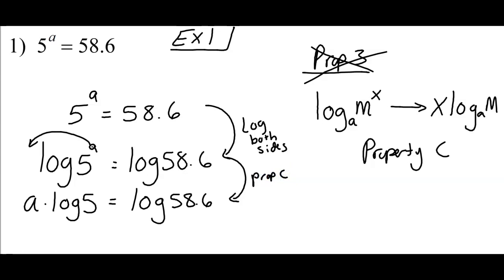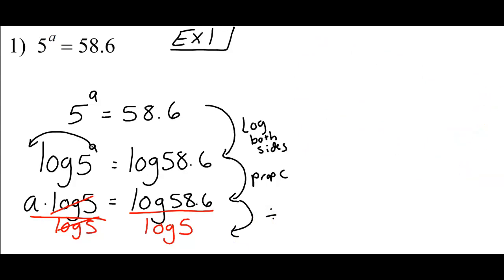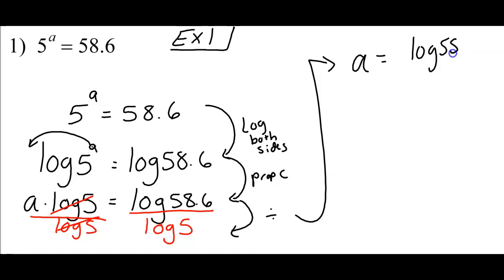All right. The next step is we're going to divide both sides by the log that's next to the letter. That way, if I divide this, these cancel each other out. And whatever you do to one side, of course, you do to the other. So we divide. I'll just put a division symbol there. And that leaves us with this. A equals log 58.6 over log 5. And this is where we put stuff into our calculator.